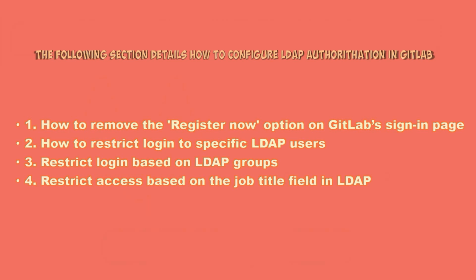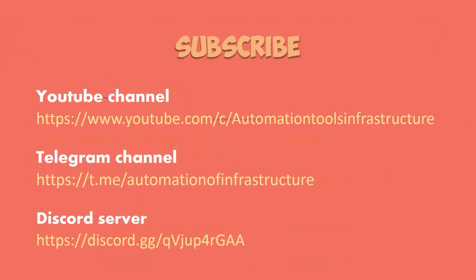At first, I will show you how to remove the Register Now option on GitLab sign-in page to prevent unauthorized user sign-ups. Next, how to restrict login to specific LDAP users, giving you control over who can log in to your GitLab instance. Next, we restrict login based on LDAP groups, so only users in a specific group can access your environment. And finally, how to restrict access based on the job title field in LDAP to ensure only specific roles get access. By the end of this video, you'll have the knowledge to better secure your GitLab instance and ensure only the right people have access.